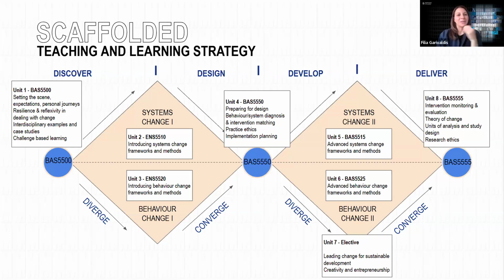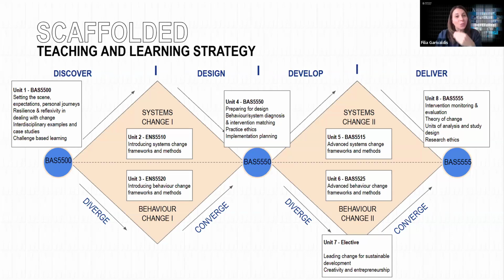In the middle of the year, we then progress to a design unit, all about using the insights that we have generated and drawn on from a target audience that we want to deliver change to and with. And how do we design for that target audience, keeping in mind both the behaviours that need to change, but also the systems that need to change.